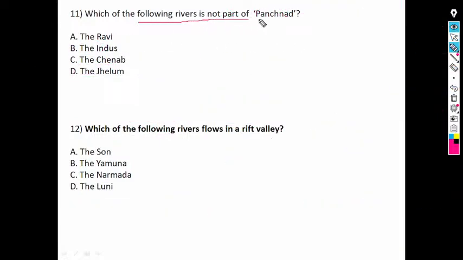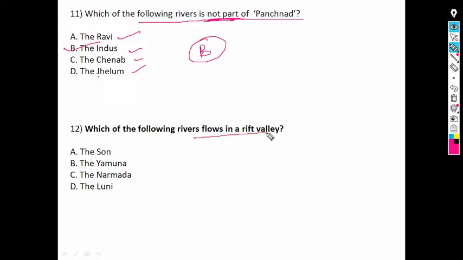Next question, which of the following rivers is not part of Panchnath? Beas, Indus, Chenab and Jhelum. Which is not the part of Panchnath? It is your Indus.